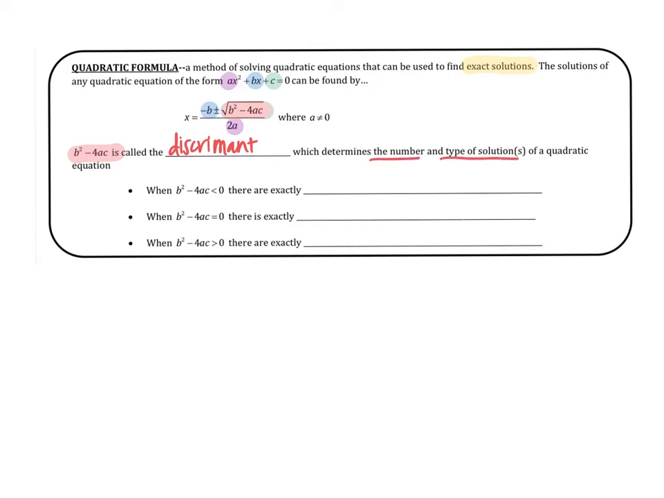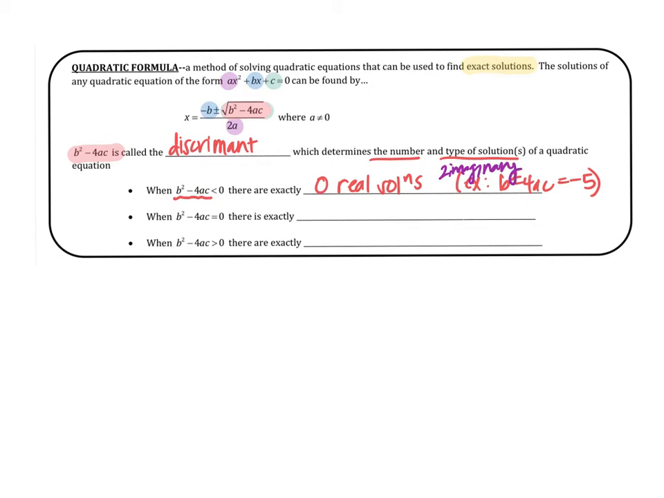So when I calculate it and it's less than 0, a negative number, it means that I'm going to have 0 real solutions. For example, I calculate b squared minus 4ac and it equals negative 5. Then we would know that there's 0 real solutions, which also means there are 2 imaginary. But remember, that's a concept that we don't learn in Algebra 1.